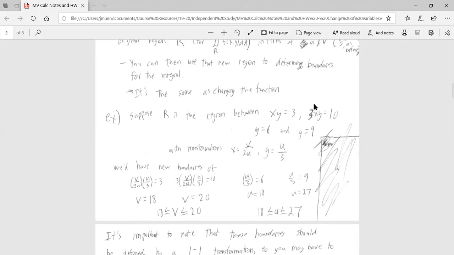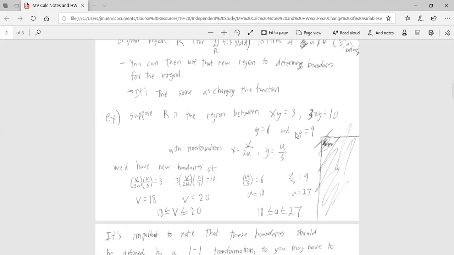So you'll see here, we're going to create a relatively easy example where we're not going to have a problem figuring out what the interval is. So let's say that we're looking at R being the region between xy equals 3, 3xy equals 10, y equals 6, and y equals 9. And we want to use the transformations x equals v over 2u, y equals u over 3.